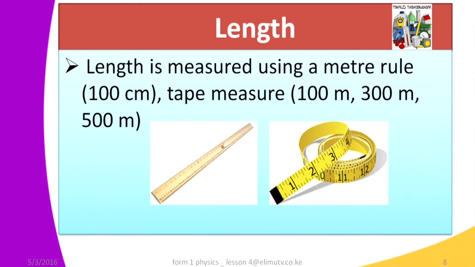So that's the first basic physical quantity that we have just looked at, that is length. We have looked at what length is, the SI units of length, the derived units, and how they can be measured. Now we are moving to the second one, which is actually a derived quantity of length, and this one is area. The next one is area.